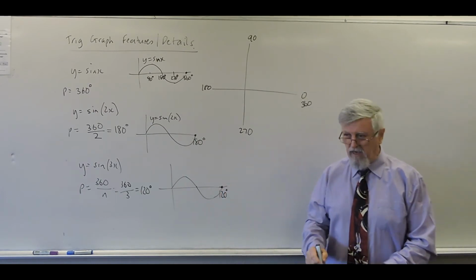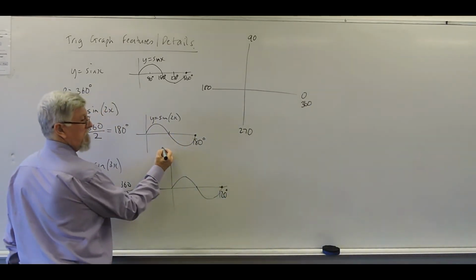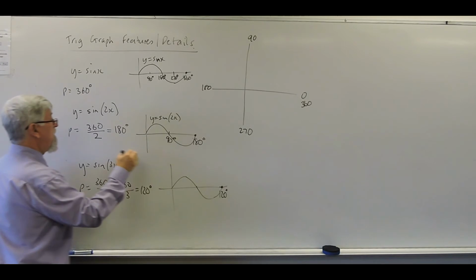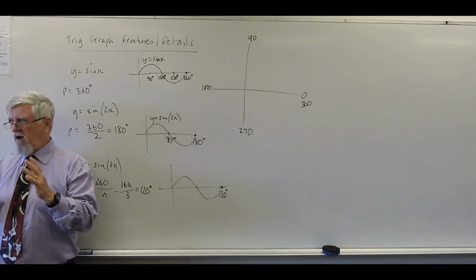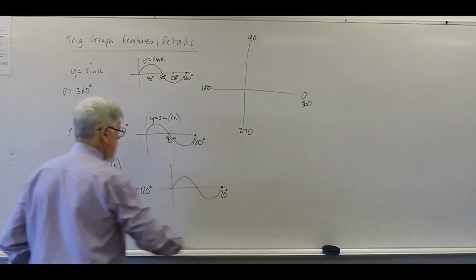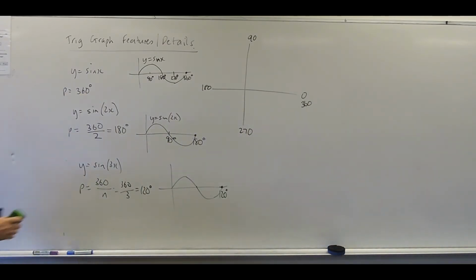120. Now be careful on the numbers. If that's 180, what's this one here? 90. So by the way, what did the 2 do to the graph? Squashed it up. I probably should stop and redraw the graph to that scale to get your brain seeing what really is actually going on.